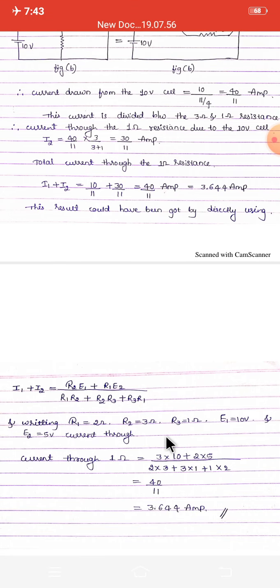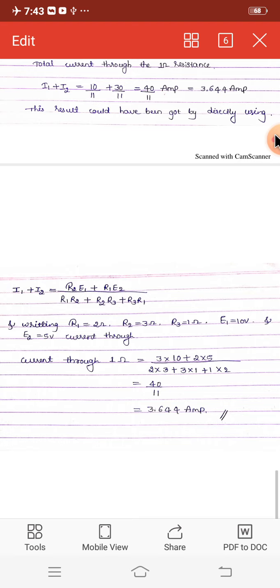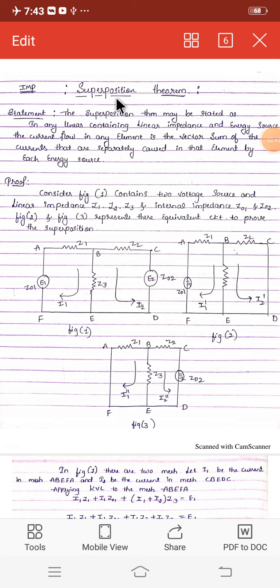I just give the example, means what? Using this formula also we can solve the above problem. Okay, see here what we learn in this class: superposition theorem. So what do you mean by the superposition theorem?